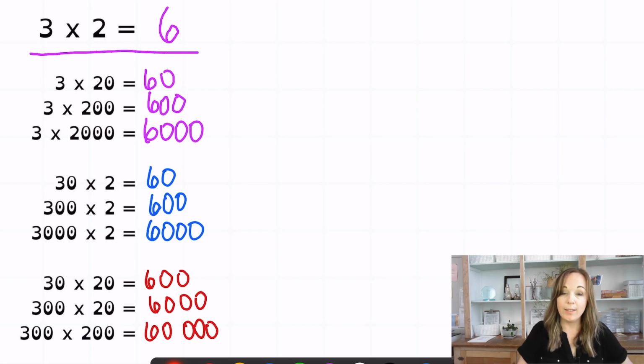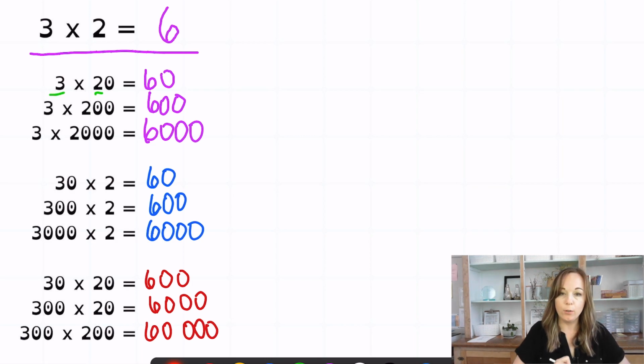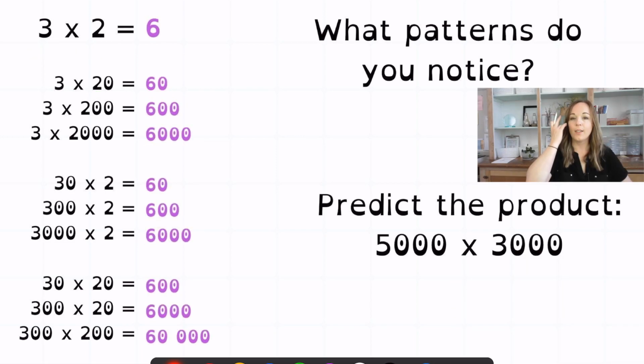Okay, we can see some patterns here. We can see that all of our questions have a 3 and a 2 for digits. The 3 and the 2 are in different place value positions, but we always have a 3 and a 2 and some zeros. And our answers always have a 6 followed by some zeros. So maybe you've noticed a pattern here. Test your theory by finding the answer to 5,000 times 3,000.